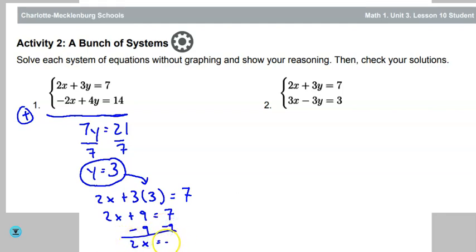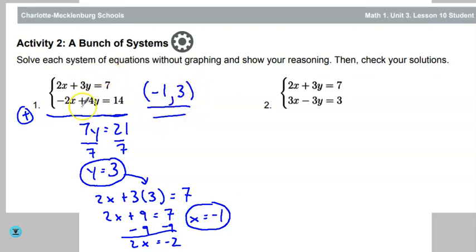2x equals negative 2. Divide by 2, x equals negative 1. So remember, x first: negative 1, 3. There's the point that those two lines would intersect, where they cross. Solve by elimination.